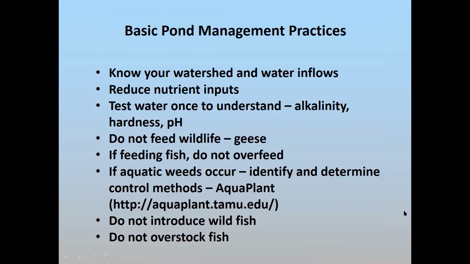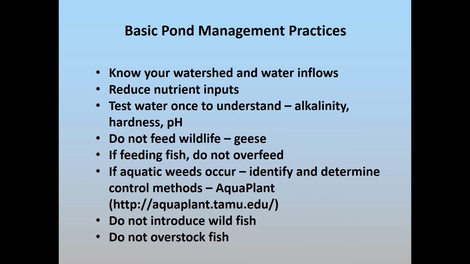So here's a list of basic practices to consider in pond management. It's really important to know your watershed. What's on your watershed? How big is your watershed? What's flowing in? If you're on a community pond, how many homes are there? Again, this is the big take-home message: reduce nutrient inputs, whether that be turf fertilizer or garden fertilizer. Don't feed geese, those types of things.